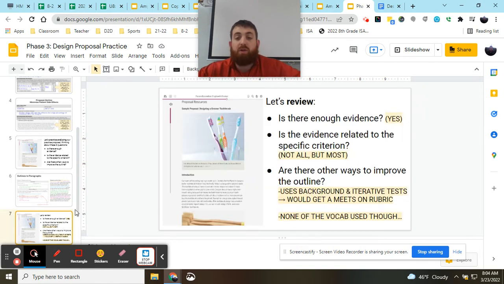So when we go back to those three questions, is there enough evidence here? Yeah, there's enough evidence. They have a lot of evidence. They compared it to other iterative tests. They pulled in a lot of background information. They did a great job here.